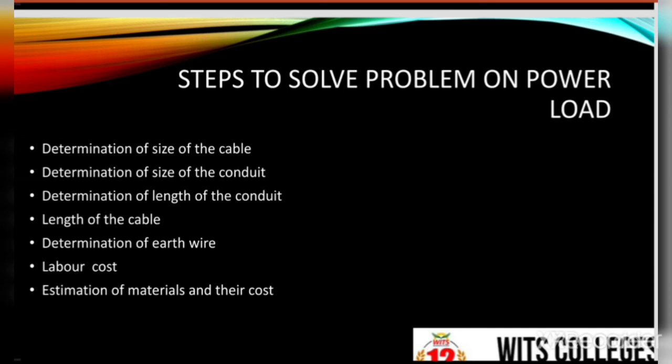The next one is labor cost. It is based on the number of days and the number of motors to be installed. Based on how many days the work goes on, the labor cost will be worked out. The labor charge can be calculated by multiplying the electrician rate and the helper rate with the number of days. And coming to the estimation of material and their cost, the cost can be calculated by multiplying the quantity of the material with their cost.